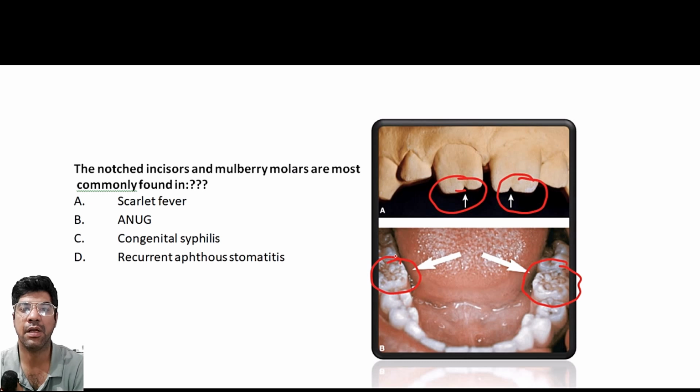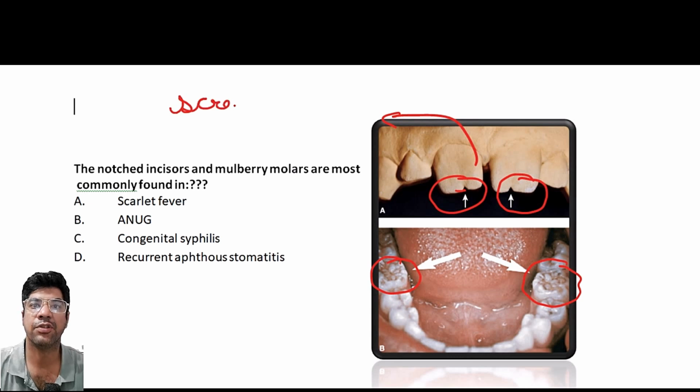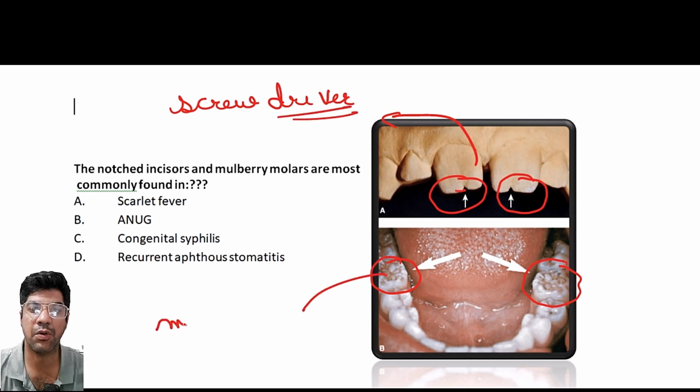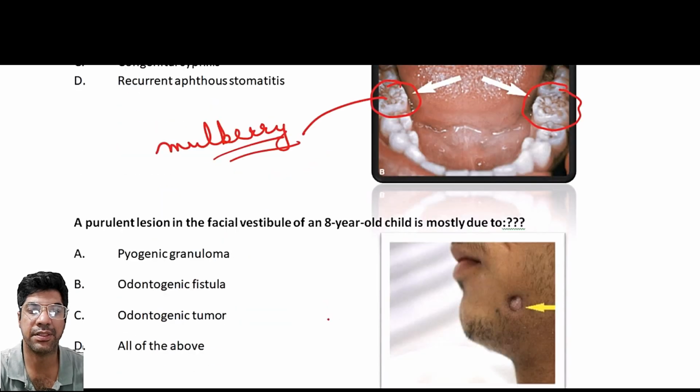That is a condition that is caused by transmission of syphilis from a pregnant mother to her baby during the pregnancy. So the dental features include the notched and screwdriver-shaped incisors. The incisors will resemble a screwdriver and are notched, and the molars appear like a mulberry. That is why they are known as mulberry molars and screwdriver-shaped or notched incisors.